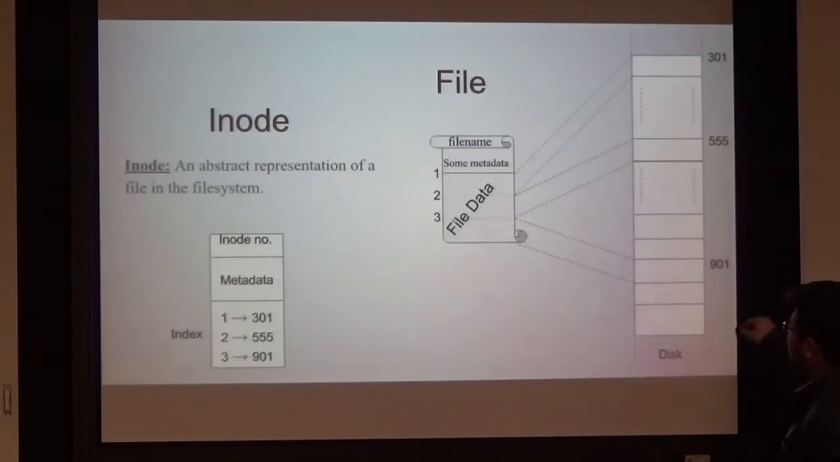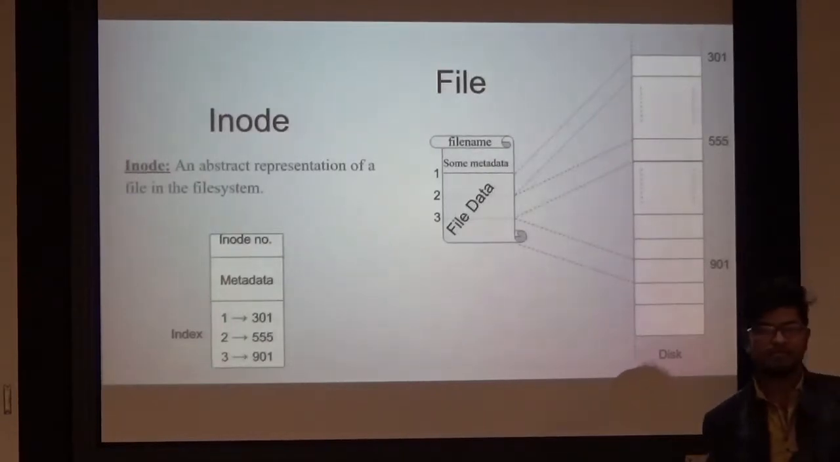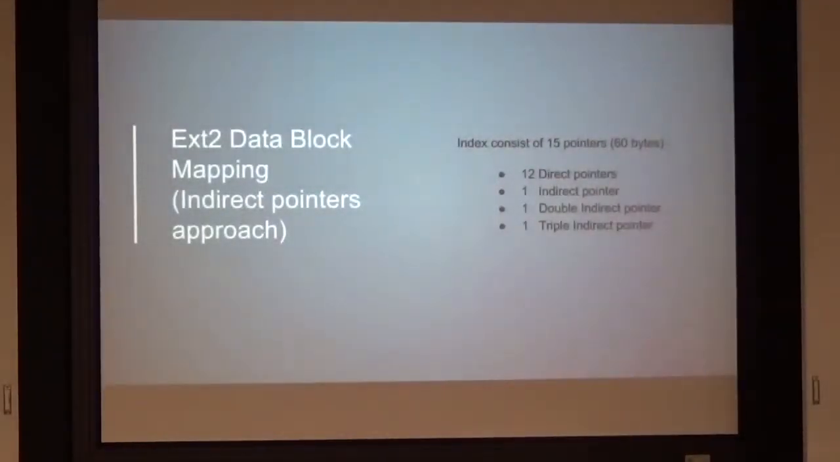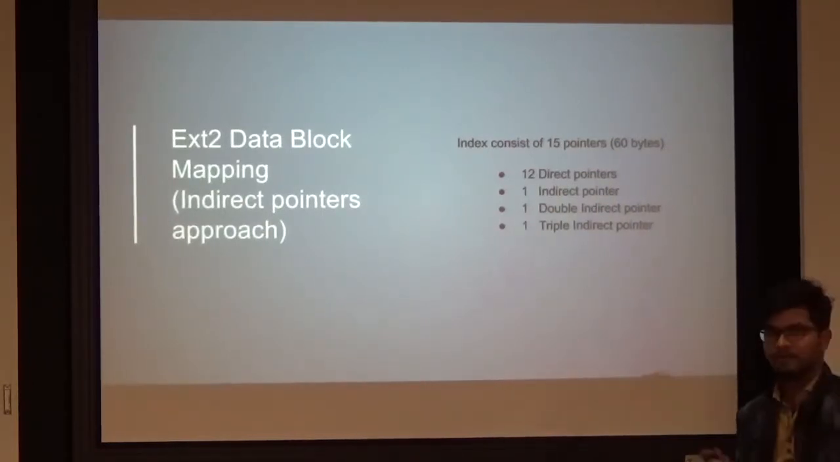So here we need an inode for each file in the file system, and that's why we need indexing for mapping the file block number to disk block number. So how does Ext4 extent efficiently map the file data blocks? First we see the Ext2 approach of mapping.